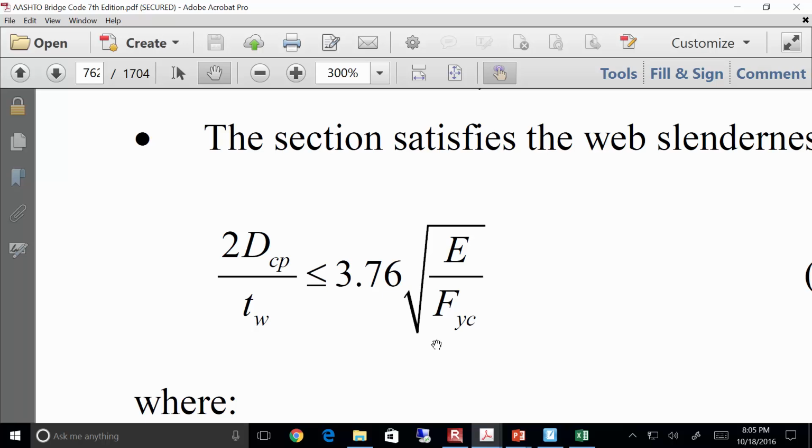But none of it's in compression, right? The whole thing's in tension. So what is D sub CP going to be, you think? 0. None of the web is in compression. So the depth of web in compression is 0. So this web slenderness limit over here, all this stuff on the left, is 0. And why is it 0? Because at MP, the whole web's in tension. Okay? Make sense? All right.